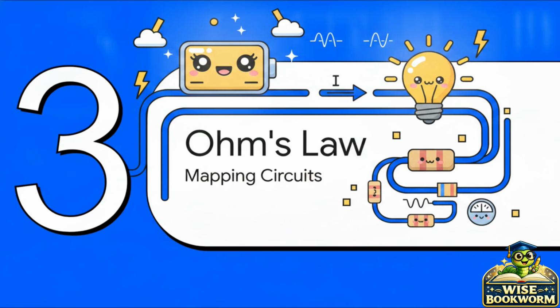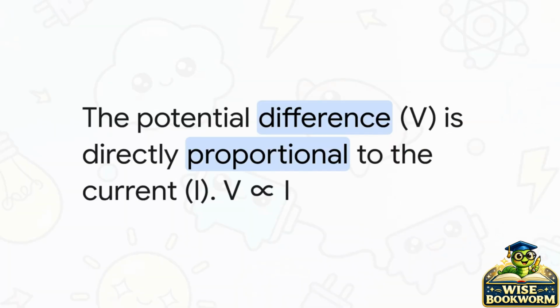Now for Sections 3 and 4, mapping circuits and Ohm's law. Okay, this is where it gets really cool, because this is where we unite our first 2 building blocks, the flow and the push. Back in 1827, German physicist Georg Simon Ohm discovered something incredibly elegant. He found that if you keep the temperature of a metallic wire exactly the same, the potential difference, the voltage, is directly proportional to the current flowing through it.